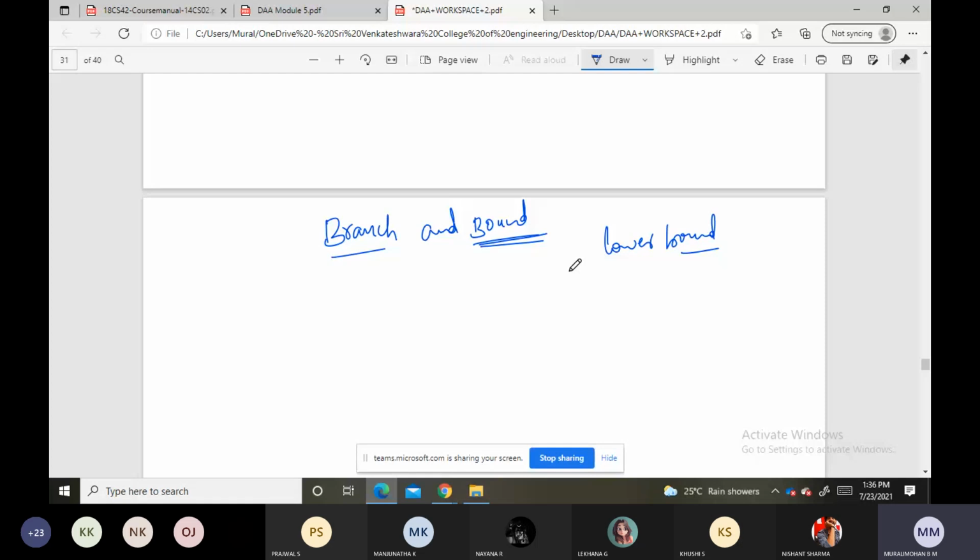Whereas here in the case of branch and bound, we will use the same method to find all the feasible solutions, but our constraint is to cut the branch of the tree. To cut the branch of a tree, we will consider a lower bound value. As the name itself says, branch and bound, right?